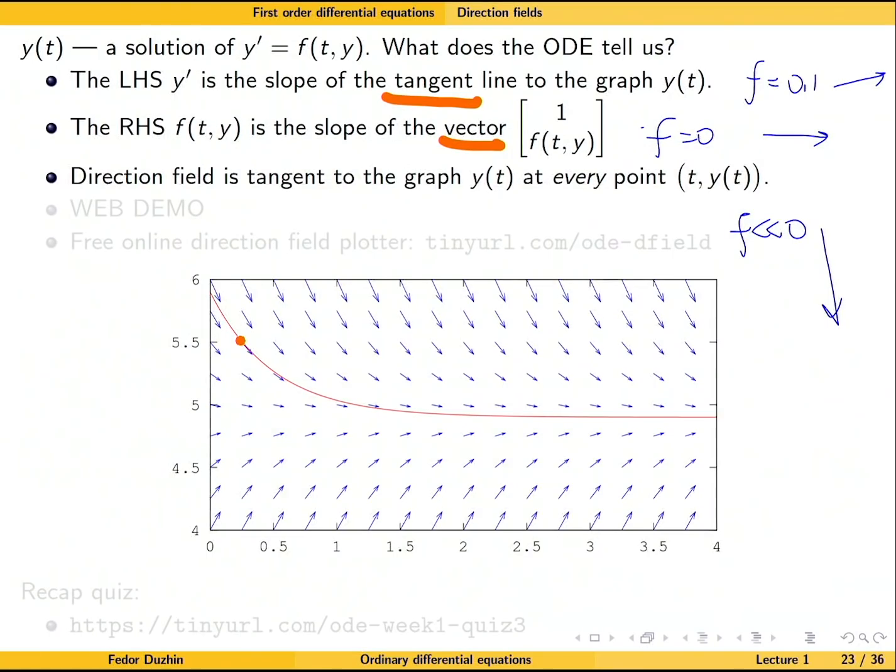And informally, you can think of this as: the fact that the direction field is tangent to the graph of each solution at every point tells us that all solutions sort of follow the arrows of the direction field, right? So if you want, say, to plot a solution, then you just need to follow the arrows. And then it's going to be a good approximation to solutions.